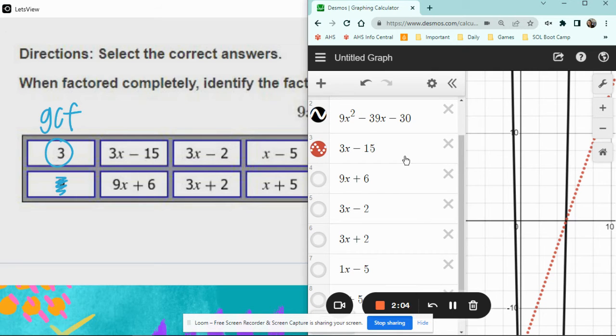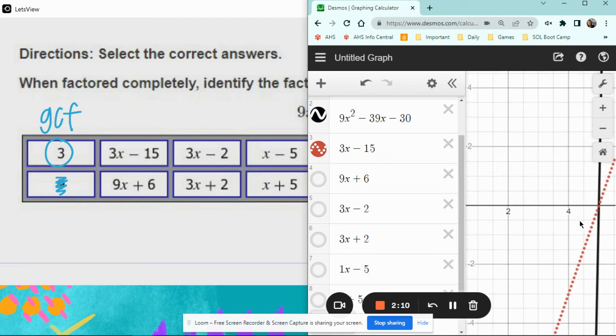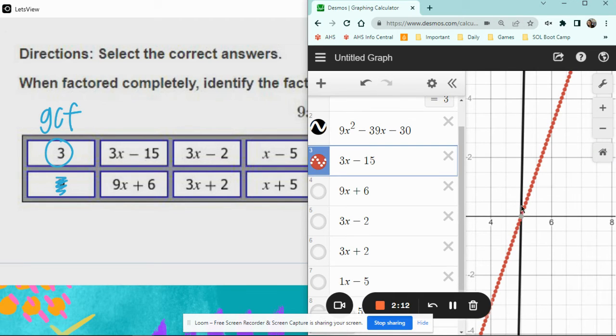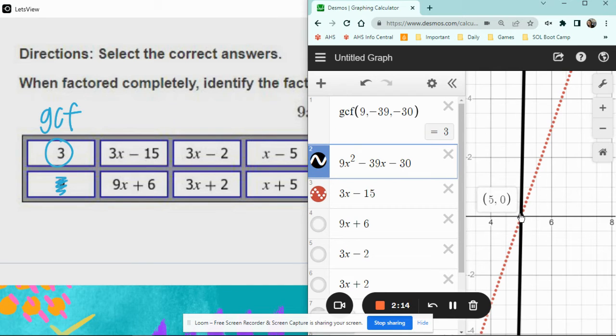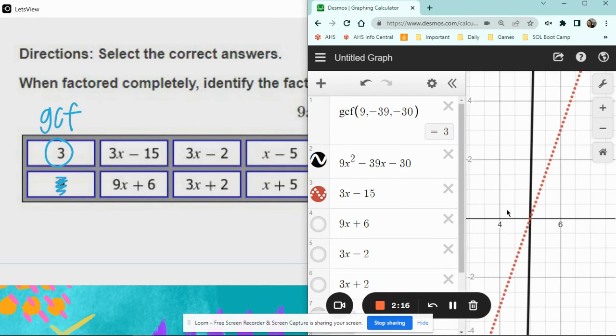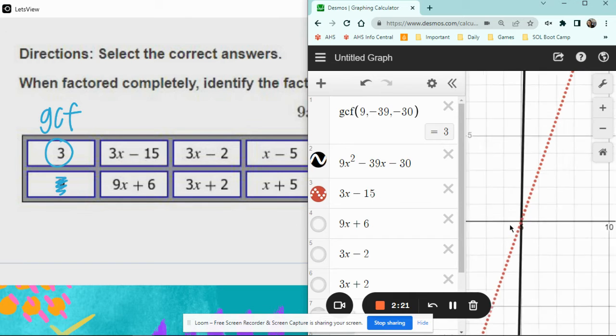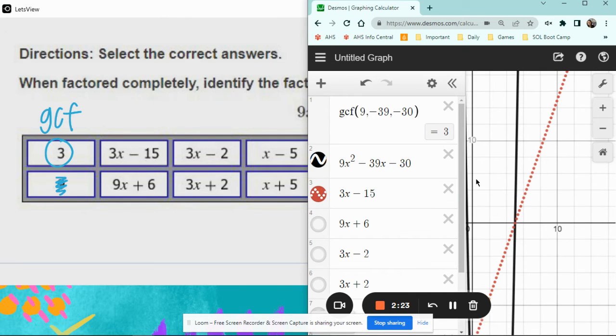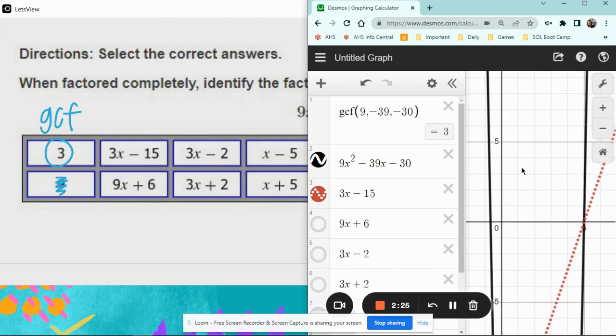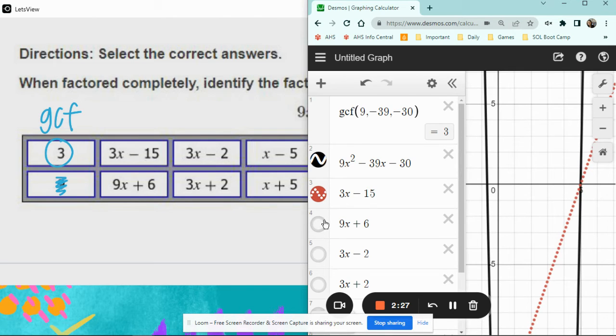All right, so now we're going to go one at a time, and what we are looking for here is you want your dotted line to cross through the x-intercepts of your original black graph. So right there, that red one, our first one, actually is a perfect example. That is what you want to see. So that could be one of our answers. Let's go down the rest of our list.